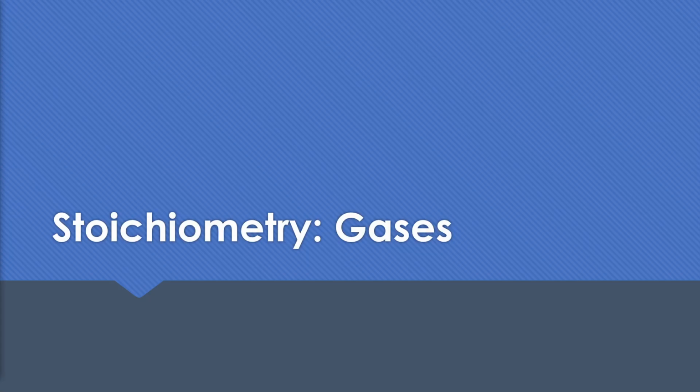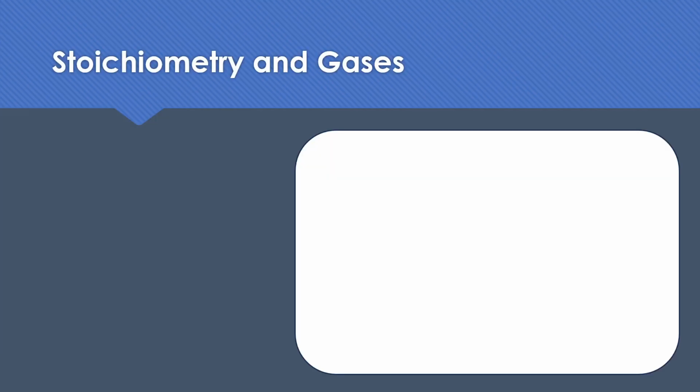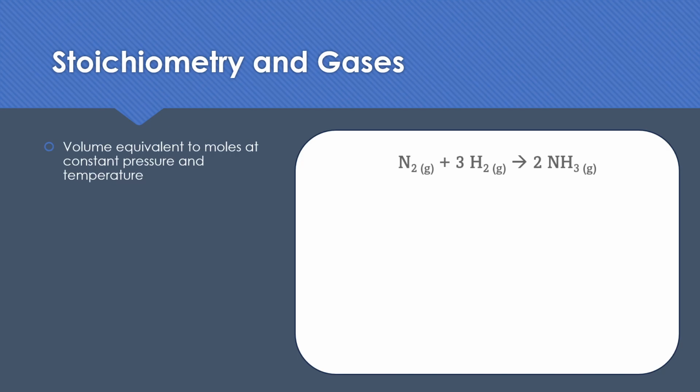All right, so let's talk about stoichiometry and gases. The stoichiometry of gases has one particular quirk, and that's that because of Avogadro's law, volume is equivalent to moles if you have constant pressure and temperature. So, for instance, if we have an equation that's all gases, nitrogen plus hydrogen gives you ammonia.